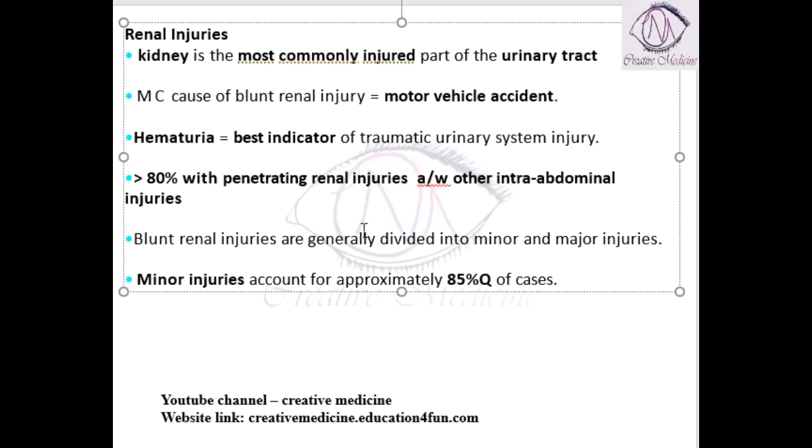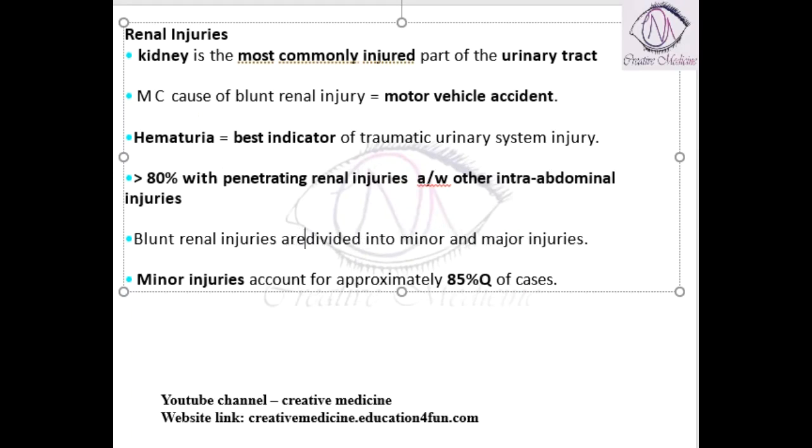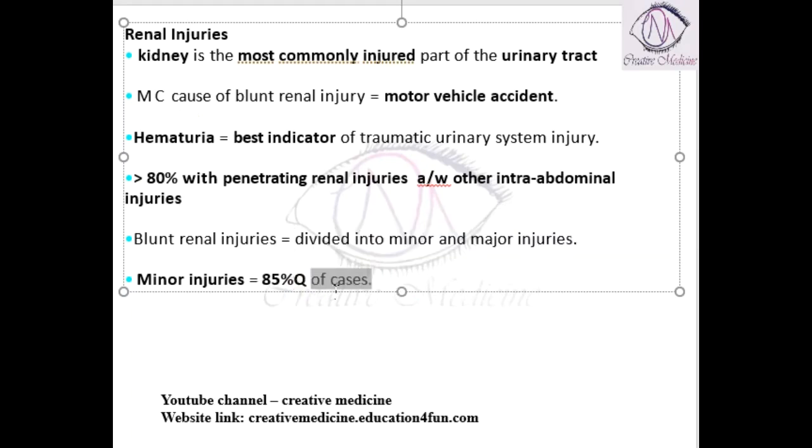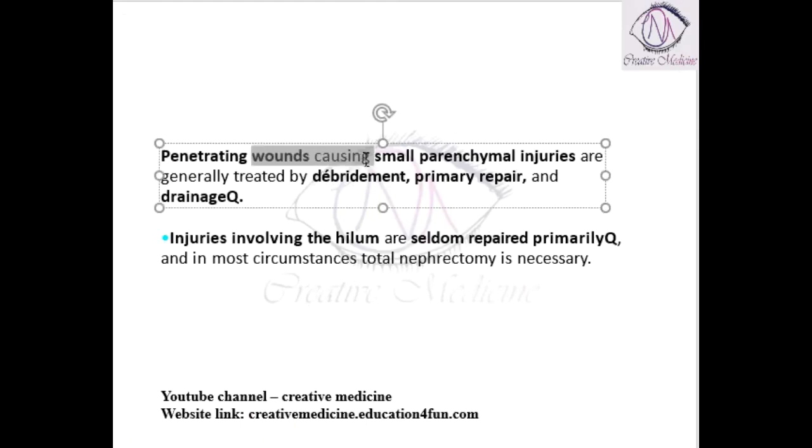These blunt renal injuries are divided into two types: minor injuries and major injuries. First, minor injuries. Minor injuries are seen in almost 85% of the cases. Then we have penetrating injuries.